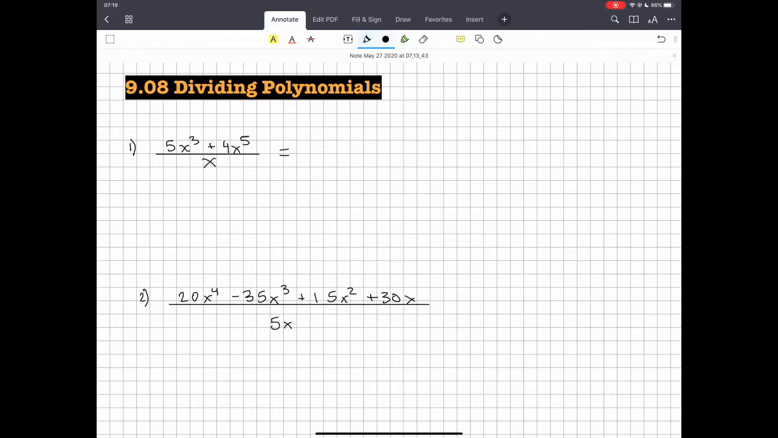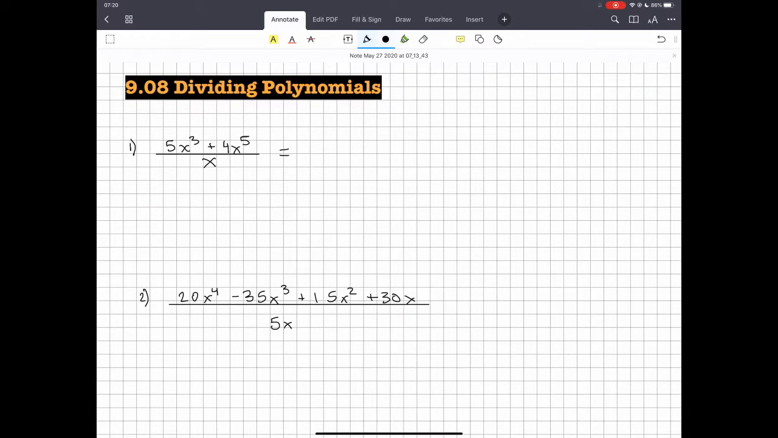In today's lesson, we're going to learn how to divide polynomials, and we're going to use our abilities to factor polynomials and our expertise with exponent rules for this process. So let's jump right into the first problem.